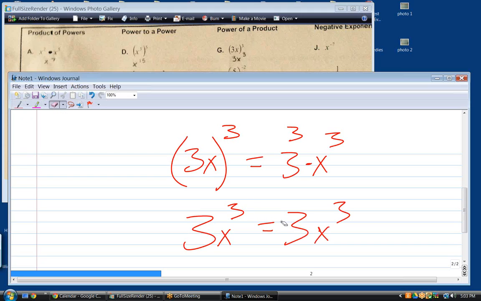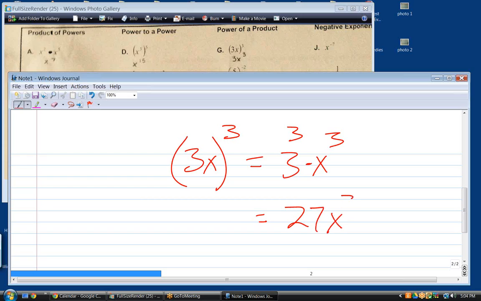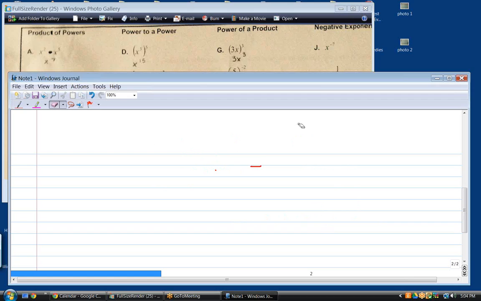So what's 3 cubed? 3 times 3 times 3. What is it? Oh, that would be 9. 27. So G should be 27x cubed. Okay. Let's keep going left to right.